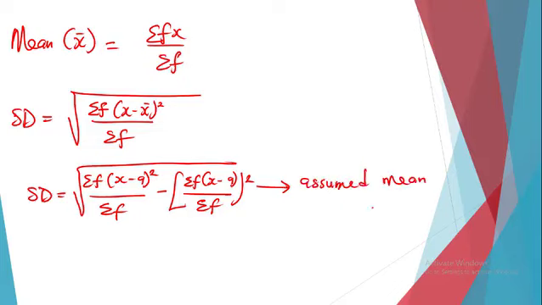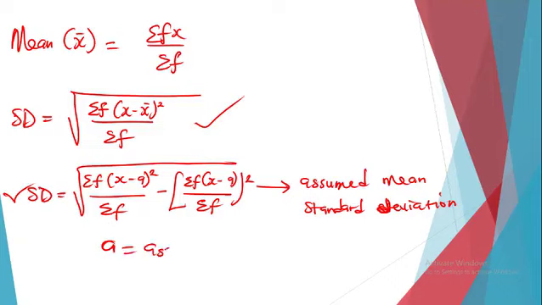When we use assumed mean standard deviation, then we use this second formula. But when solving for ordinary standard deviation, we use this. Now here, a in this second formula is the assumed mean. We'll deal with both of them, how to use both formulas.